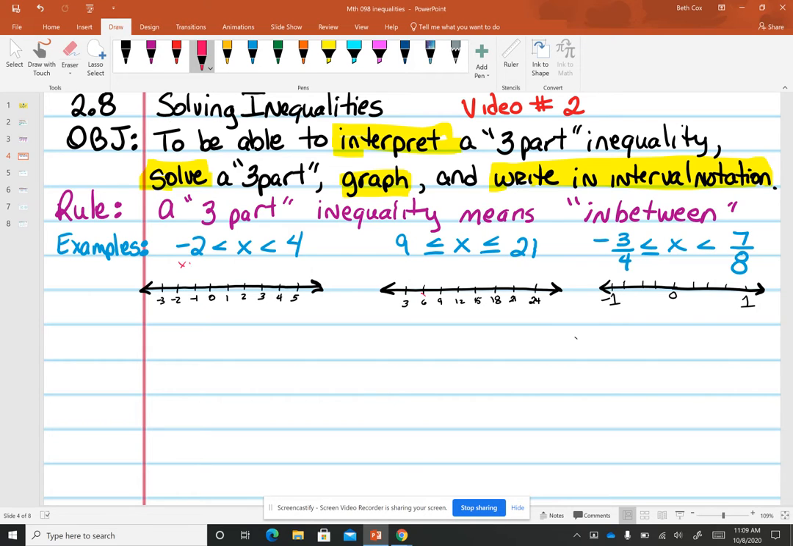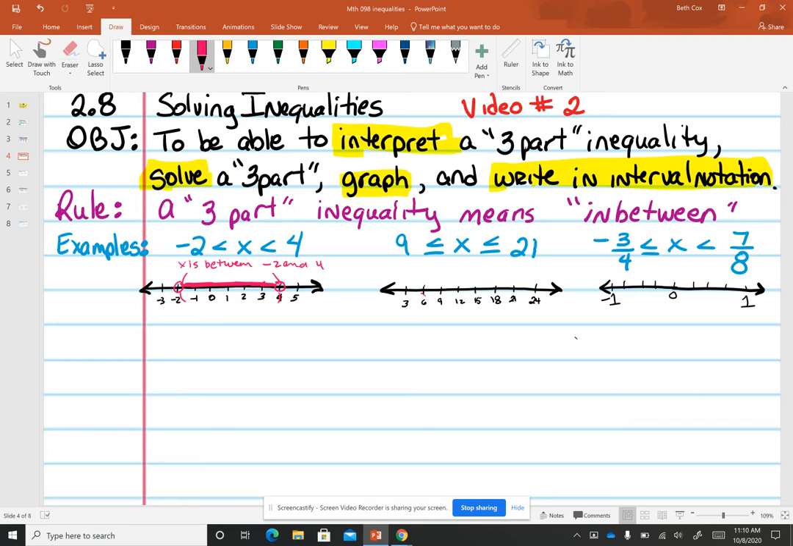X is between -2 and 4. Okay, and so when I do my graph, I'm going to color the numbers between -2 and 4. Those are my x's. I'm coloring the x's. Now these are both less thans. They're plain less than, so there's no equals here. So this is going to get an open or a parentheses, and the 4 is going to get an open or parentheses.